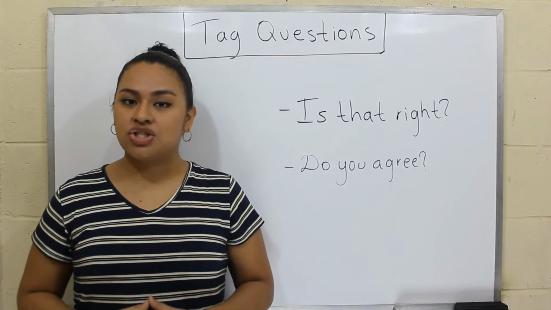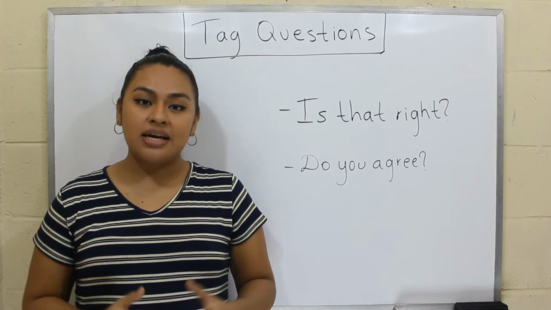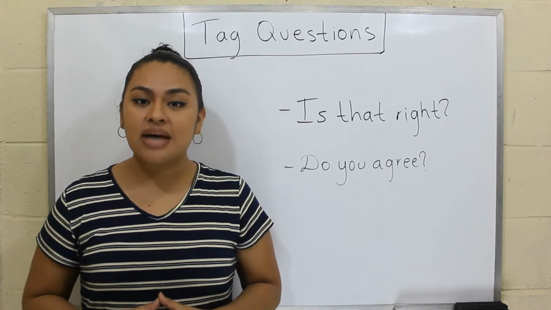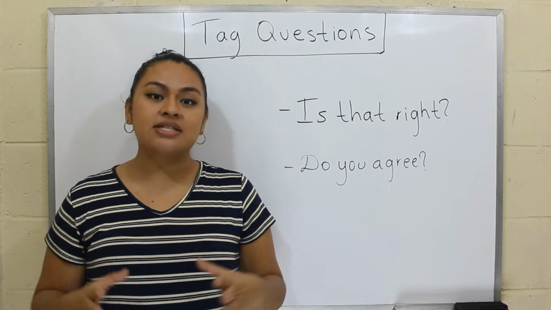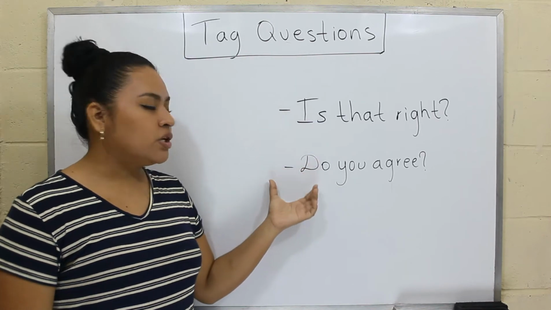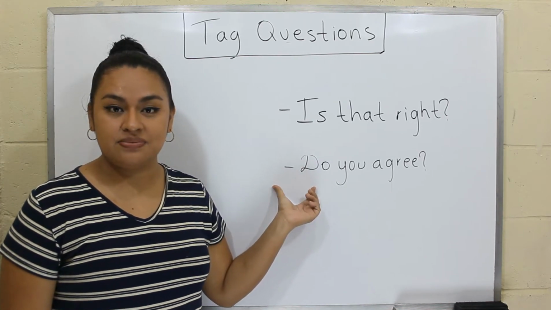A tag question is a special construction in English. It is a statement followed by a mini question, and we use tag questions to ask for confirmation because they mean something like, is that right? Or, do you agree? They are very common in English.